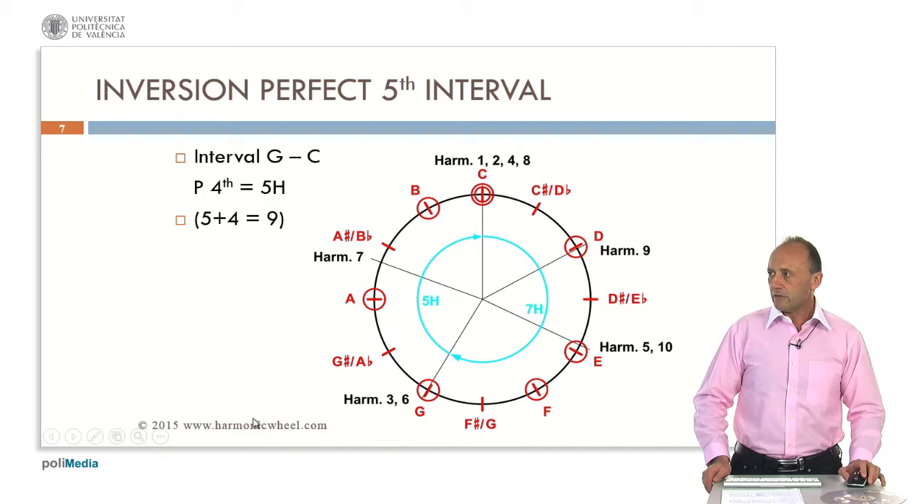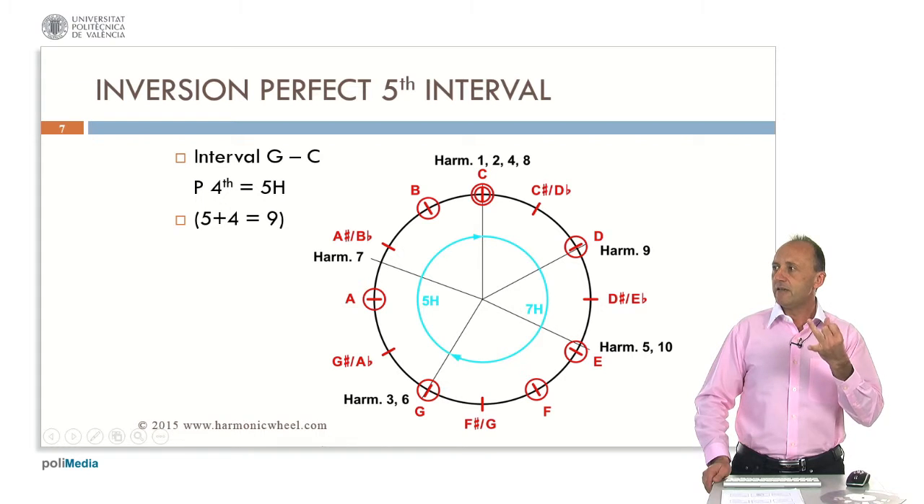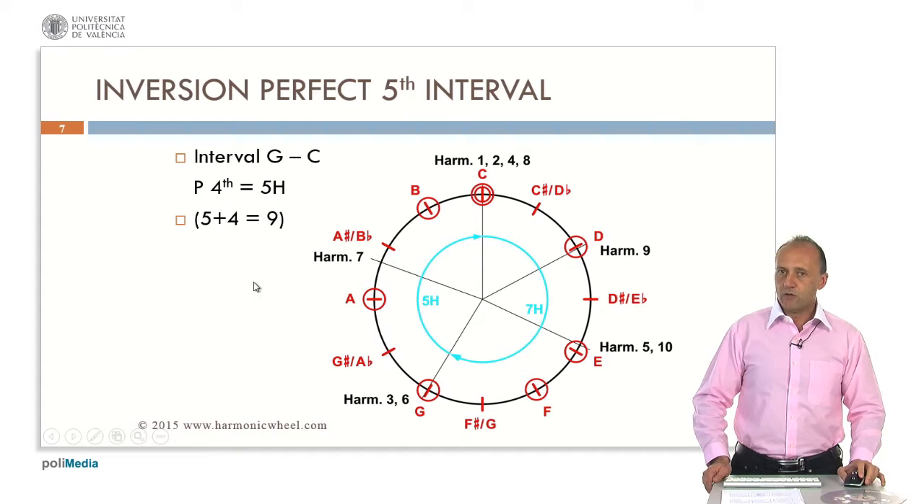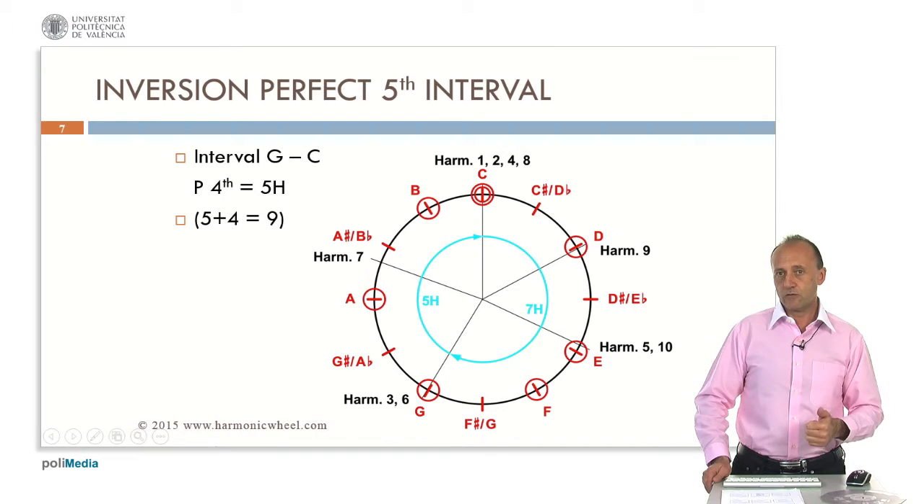The inversion of the interval means to invert the order of the notes. So instead of going from C to G, we go from G to C. Now we have G, A, B, and C, 4 notes, and this is a perfect fourth. The perfect fourth has 5 half steps. When inverting an interval, there is a rule which says that the sum of the numbers is always 9. In our case, the starting interval was a fifth, and the inversion is a fourth, so 5 plus 4 makes 9.